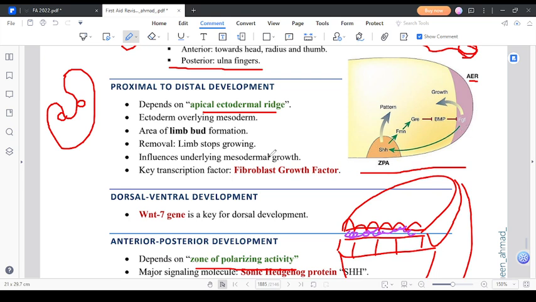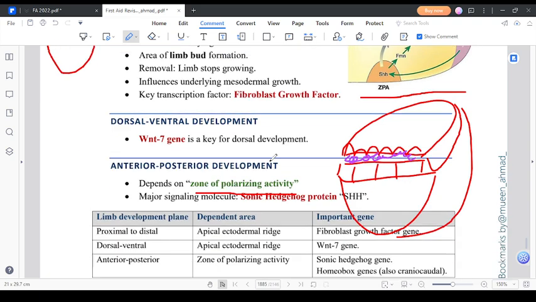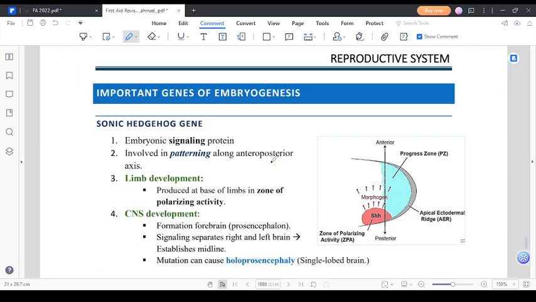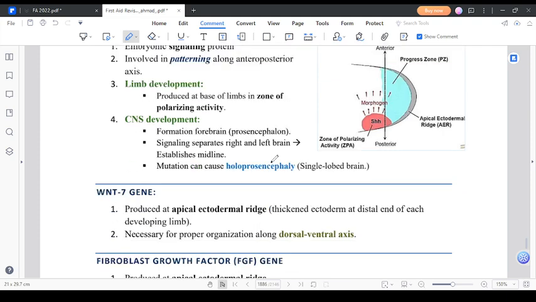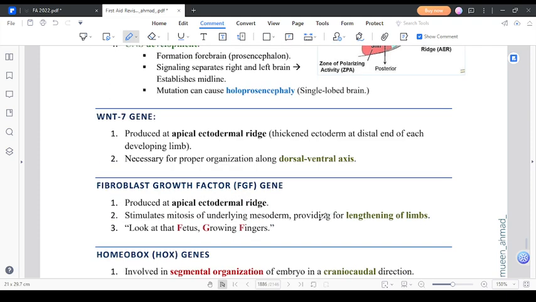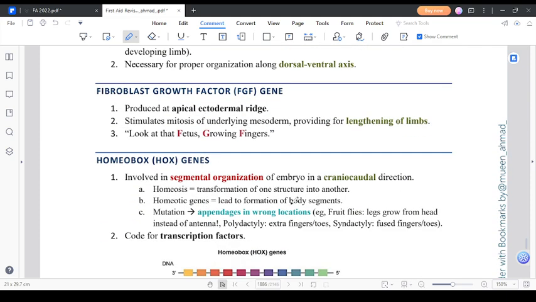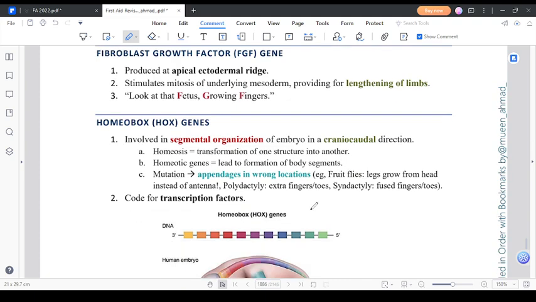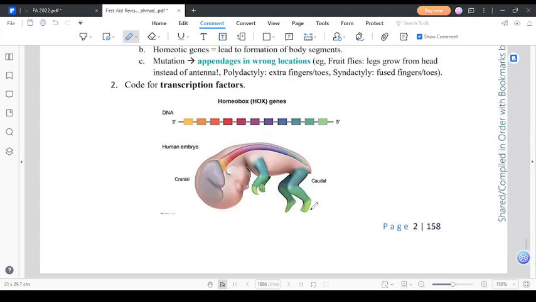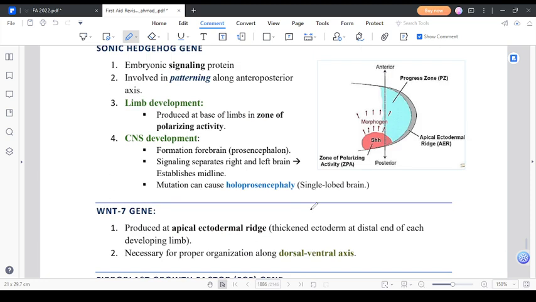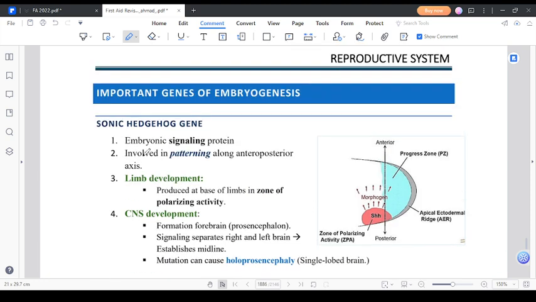Then comes the ZPA, the zone of polarizing activity. The mesoderm is something else, that is called apical, that is something else. I guess that is the polarizing zone or something like that. Sonic hedgehog for the patterning or something.